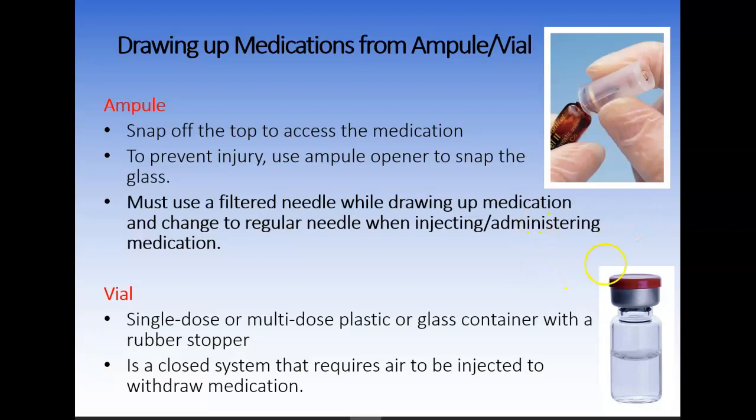The other vial below is just a typical single or multi-use plastic or glass container with a rubber stopper. The ampule is an open system, so you have to be careful about the sterility and everything, of course. And then the vial is a closed system. You still have to be careful about the sterility, but it requires air to be injected into there to withdraw the medication. So just remember that you have to push as much air in there as you're taking out.